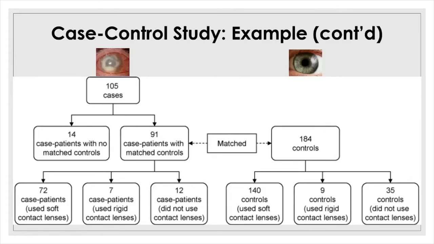Now back to the study, this is the diagram of their matching scheme. In this study, cases were matched for the type of lens use, and 14 cases were excluded because of matching failure, and later on they restricted their analysis to the soft lens wearers.